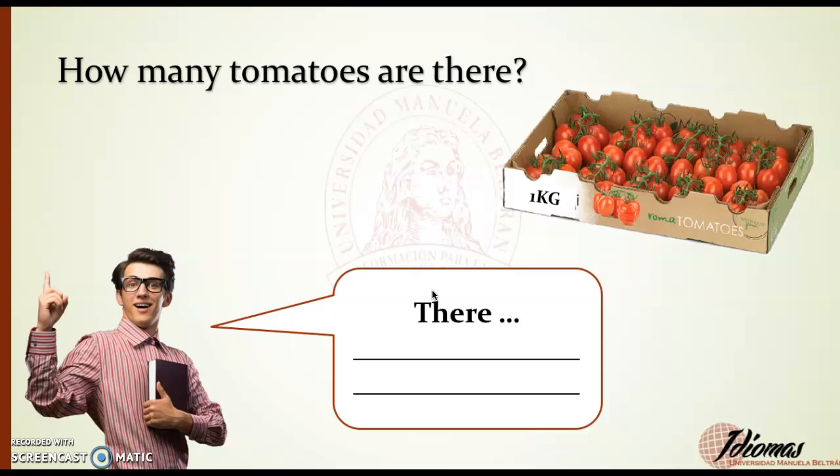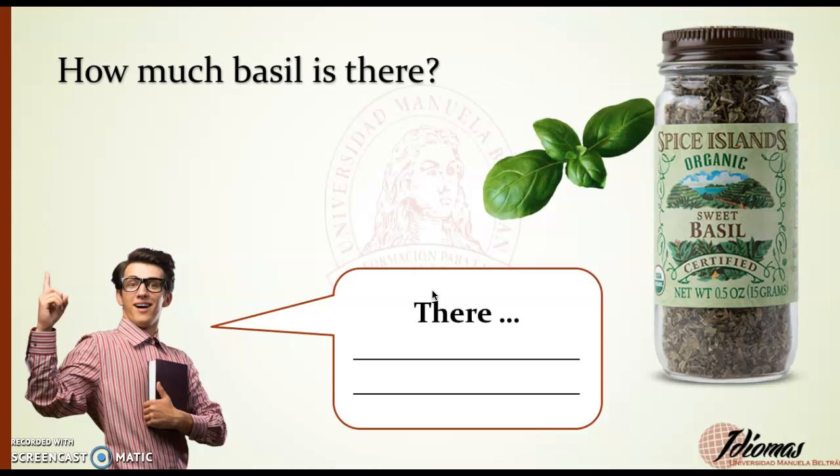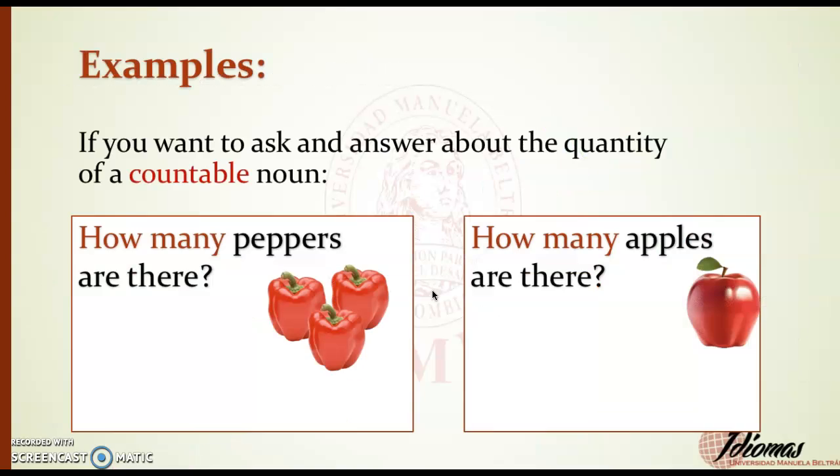How many tomatoes are there? There are many tomatoes or there is a box of tomatoes. How much basil is there? There is some basil or there is a bottle of basil.